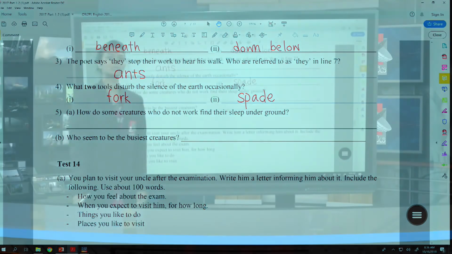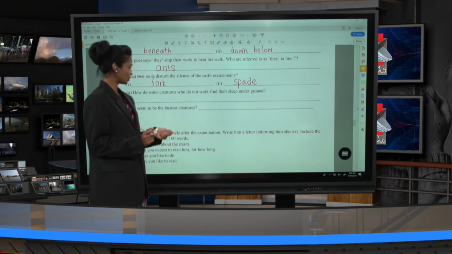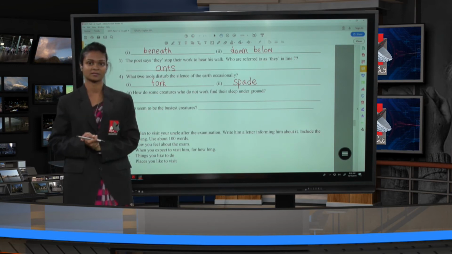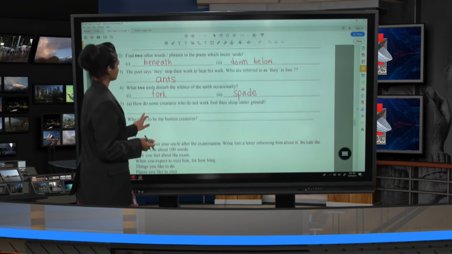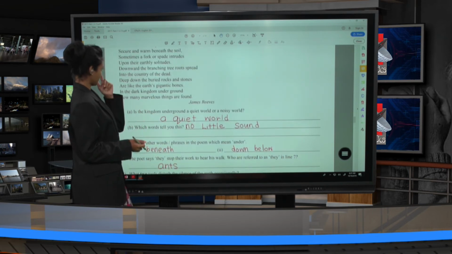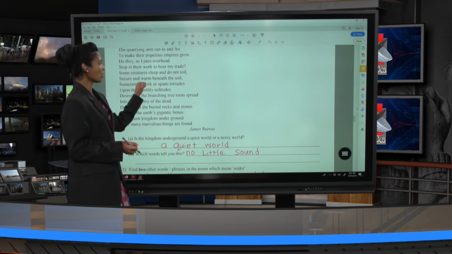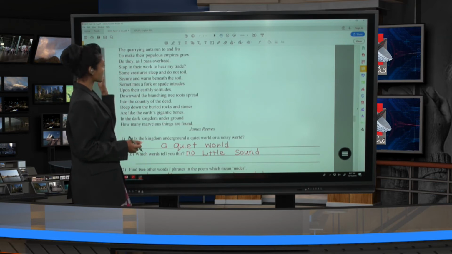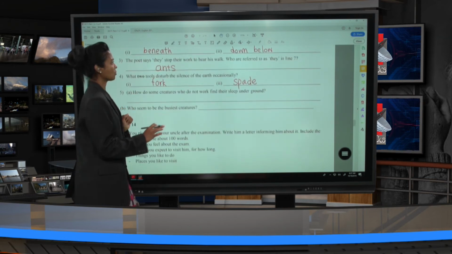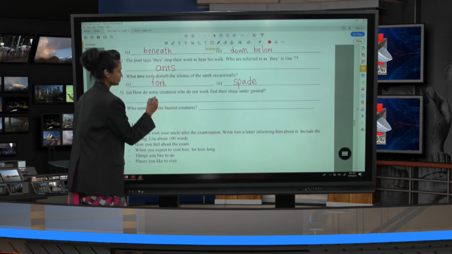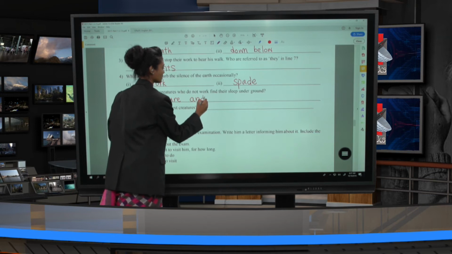Part A. How do some creatures who do not work hard, which means toil, find their sleep underground? It is given here, secure and warm beneath the soil, right? Secure and warm beneath the ground. Those two are the reasons they stay there. So your answer should be secure and warm.